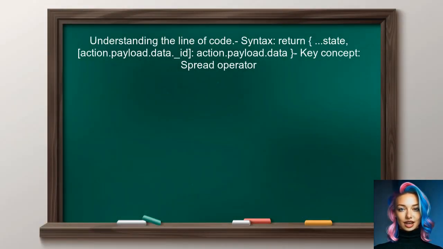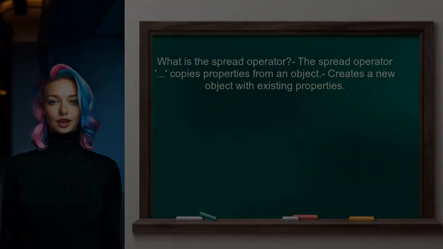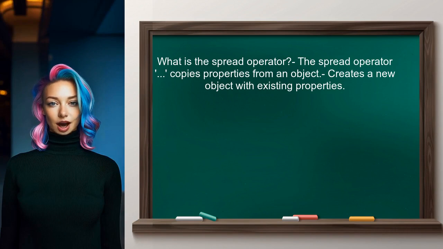To understand the line of code, let's break it down. The user sees the syntax return {...state, [action.payload.data.id]: action.payload.data}. This is using the spread operator. The spread operator, represented by three dots, allows the user to copy all properties from the existing state object into a new object. This means that the new object will have all the previous state properties.